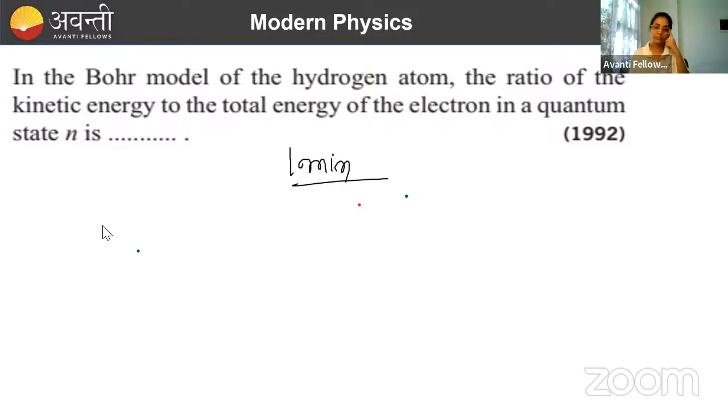Less than 1 minute even. Stay ready. Ratio of kinetic energy to the total energy of electron in a quantum state n is. That will just tell me कि how much you have in your memory. जल्दी से बताओ क्या होगा.